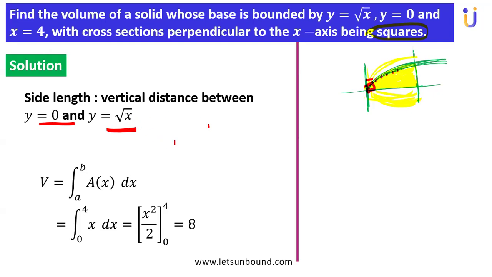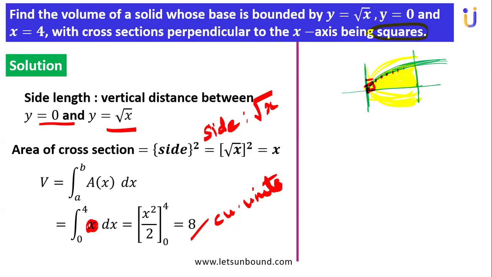So root x is your side length and area will be root x the whole square, which is x, right? That's it. And you just integrate it using the power rule and plug in the values. You get 8 cubic units.